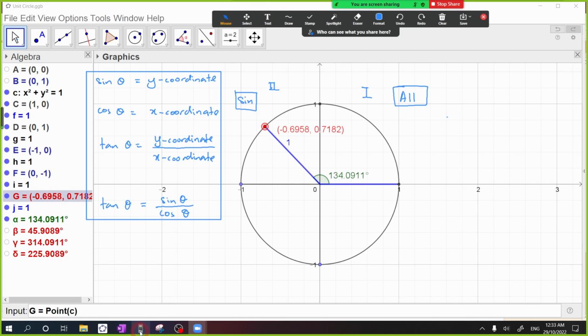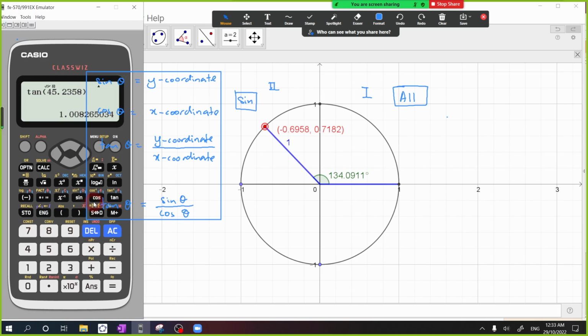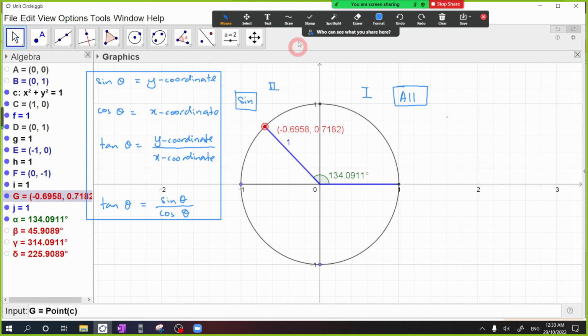Let me quickly show you this. Cosine 134, okay, I just press 134. We get a negative value. If you press sine, you'll get a positive value. And tangent is equal to the y coordinate divided by the x coordinate. You take this divided by this, positive divided by negative, you will get negative, right?